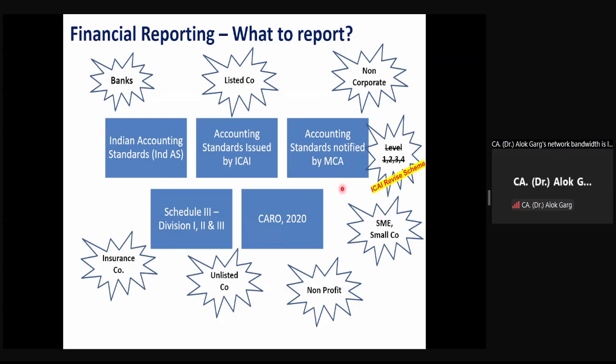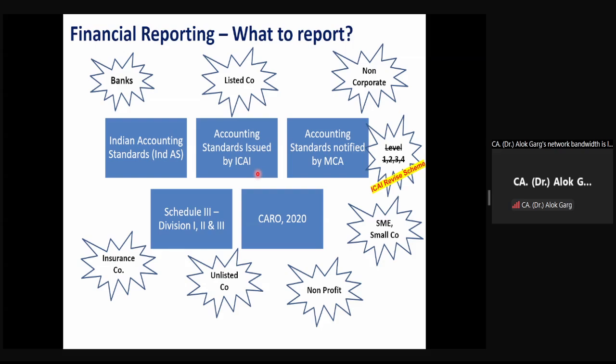When I talk about companies, it is still not only one format, it is again three formats. Like we have three different sets of accounting standards, we have three formats of financial statements also, right? These are classified as Division 1, Division 2, Division 3. What is meant by Division 1? Division 1 is that financial statement format which is applicable to the companies which are following accounting standards notified by MCA, right? Under the Companies AS Rules 2021.